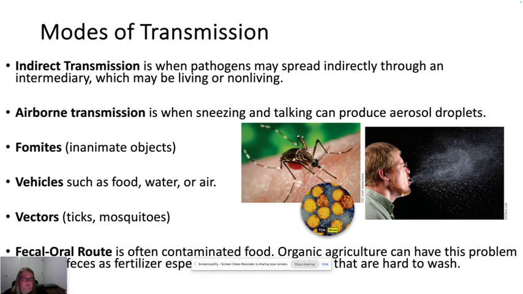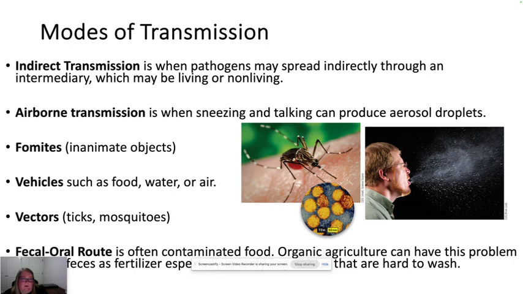Okay, so indirect transmission can happen through vehicles such as food, water, or air. Okay, so airborne transmission, that's a vehicle. We can also transmit disease through food and water. Okay, we have our insect vectors such as ticks and mosquitoes.